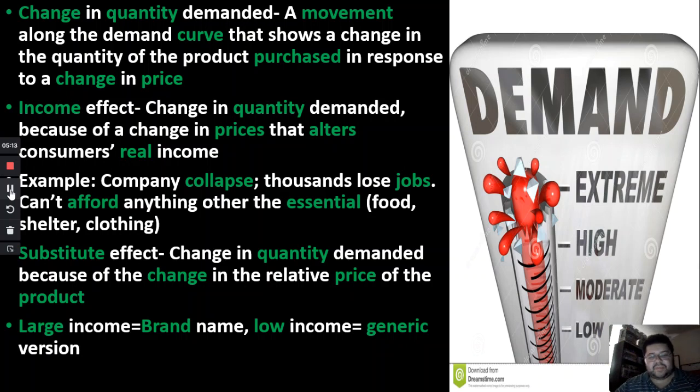So just remember this: the more money you have, the more options you have on what to buy, whether expensive or cheap. But if you have a low income, you're limited on your money. Your options are very limited too. Now you can only buy cheaper things. Okay.